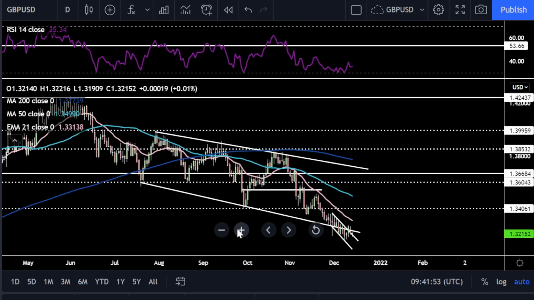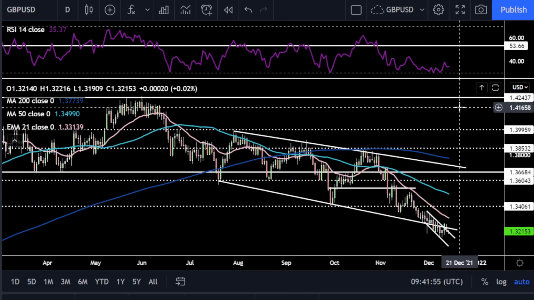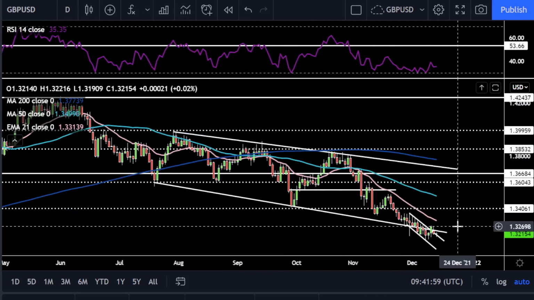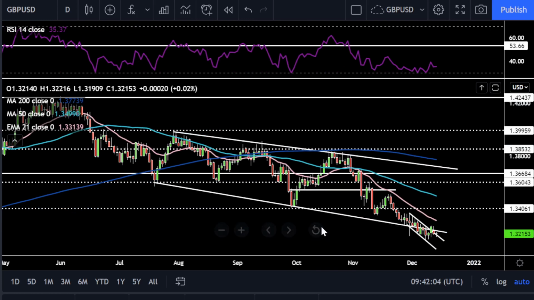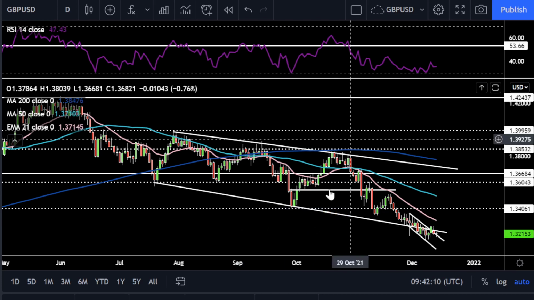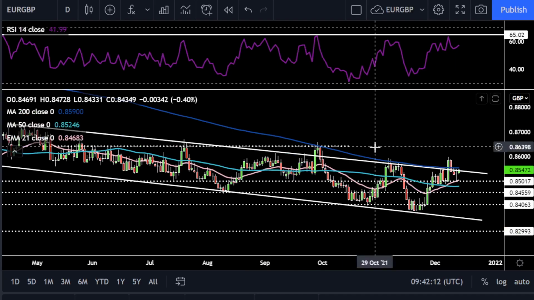On the upside, targets wise, I would be eyeing this 132.5 area round number. Above there, we've got the 133 round number, which coincides with the 21-day exponential moving average. Those would be my two targets on the upside.